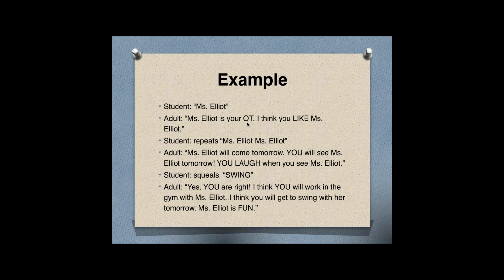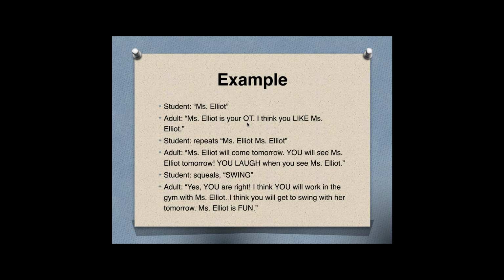Here the student says Ms. Elliott, and the adult offers back, yes, Ms. Elliott is your OT. I think you like Ms. Elliott. And the student repeats, Ms. Elliott, Ms. Elliott. And the adult provides some more information. Well, she will come tomorrow. You will see her tomorrow, and you laugh when you see her.